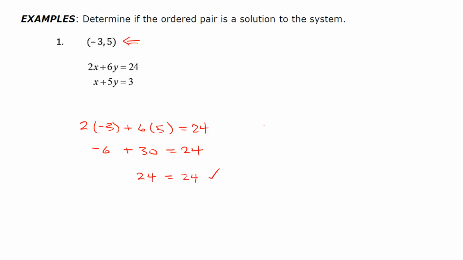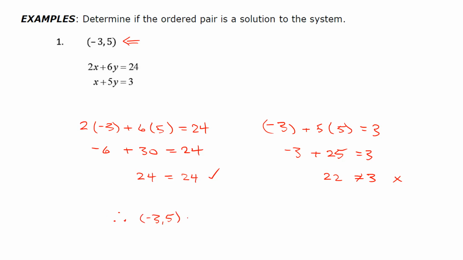Now let's check the second. We have -3 plus 5 times 5 equals 3. So that's -3 plus 25 equals 3. So that would be 22 equals 3, which is not true. So although the ordered pair satisfies the first equation, it does not satisfy the second. Therefore, (-3, 5) is not a solution.